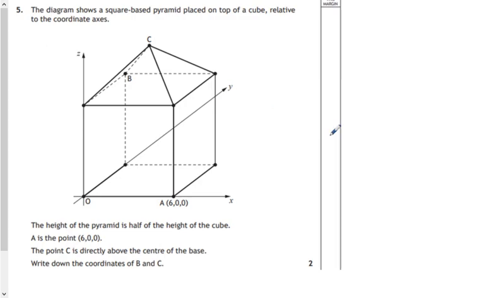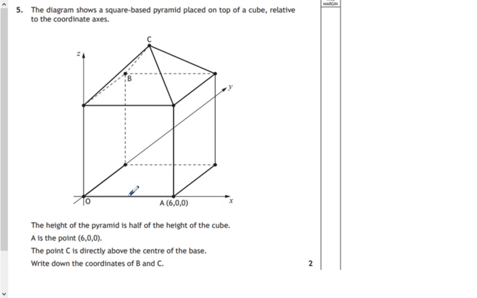Question 5, 3D awareness here. So our spatial reasoning. The diagram shows a square-based pyramid placed on top of a cube relative to the coordinate axes. So there's our x, our y, and our z. Here's our cube with a square-based pyramid sat on top. The height of the pyramid is half the height of the cube. A is the point 6, 0, 0. C is directly above the center of the base. Write down the coordinates of B and C.